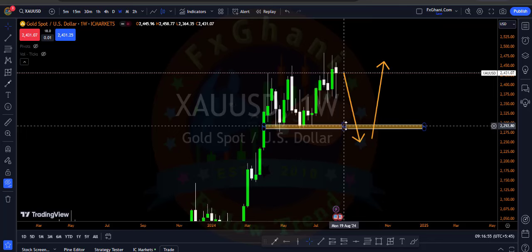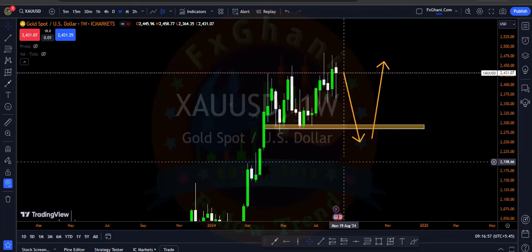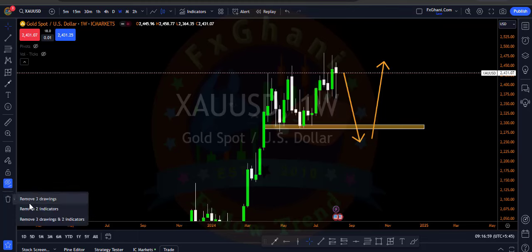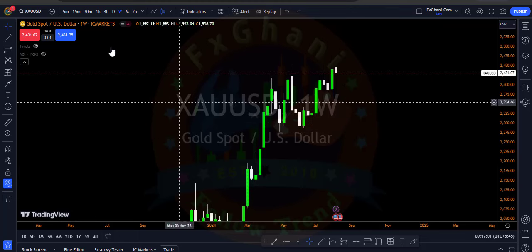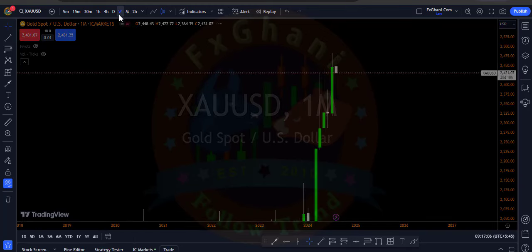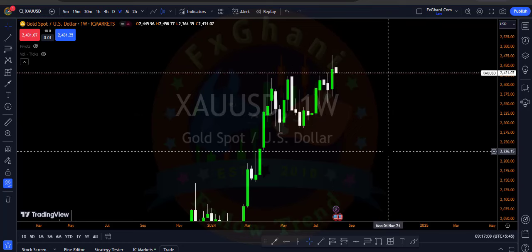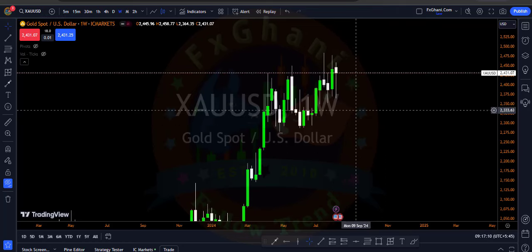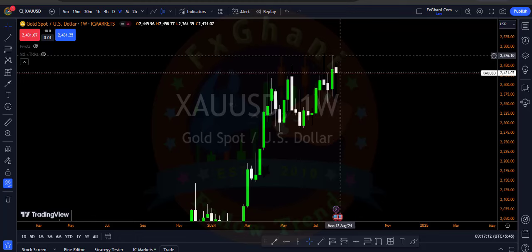Okay, for next week before FOMC. This one is our setup in a monthly time frame or in a weekly time frame. So you can go for a sell. Your take profit level is this one and your stop loss is above this high.